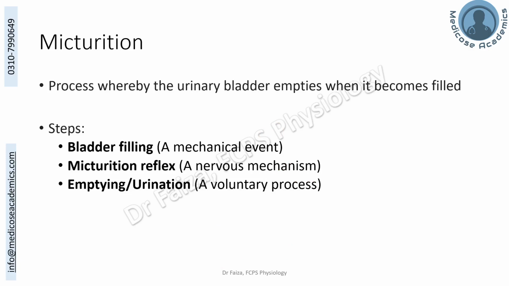Now we are talking about micturition, so let's see how it occurs. This is a process by which the urinary bladder empties when it is filled, and it is carried out in 3 steps. Step 1 is bladder filling, which is a mechanical event. Step 2 is the micturition reflex, which is a nervous mechanism. And step 3 is emptying of the bladder or urination, which is governed by voluntary processes as well.